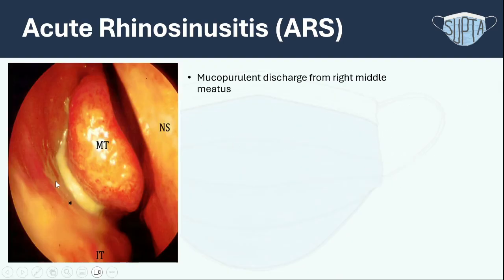So you can see here in this picture, you have mucopurulent discharge from the right middle meatus, so it's a bacterial-driven infection there.